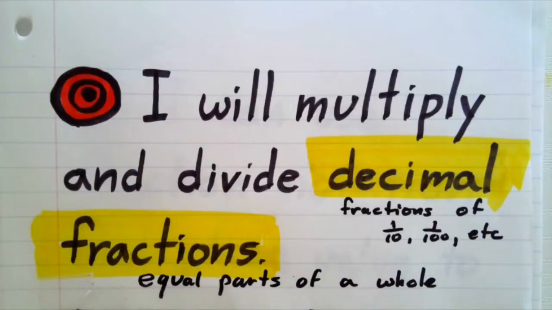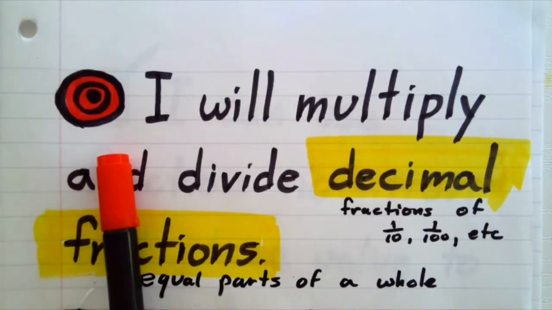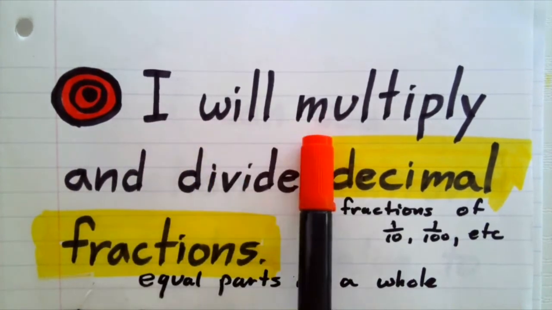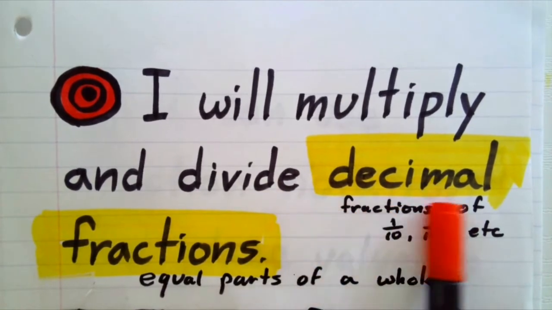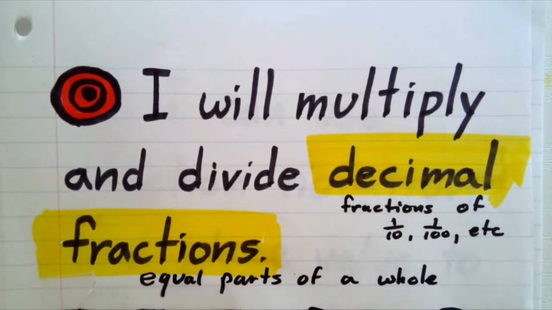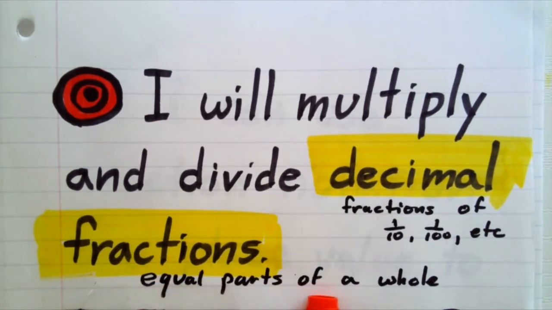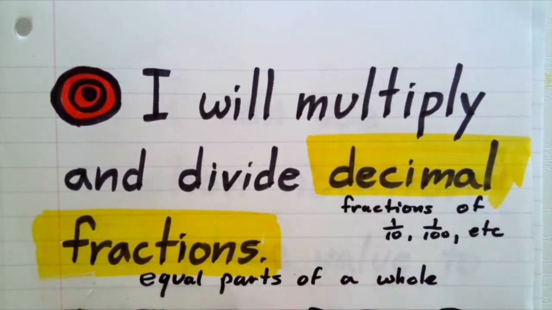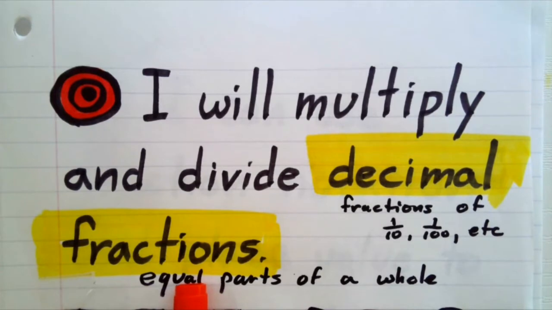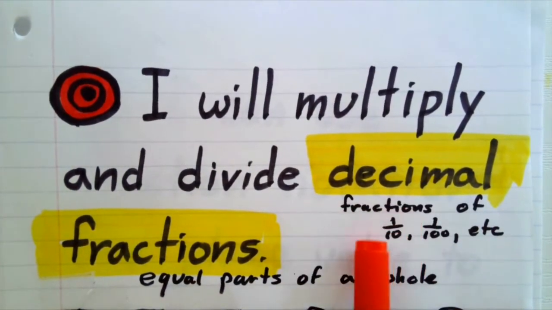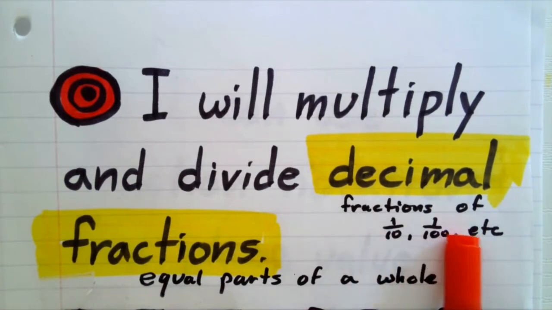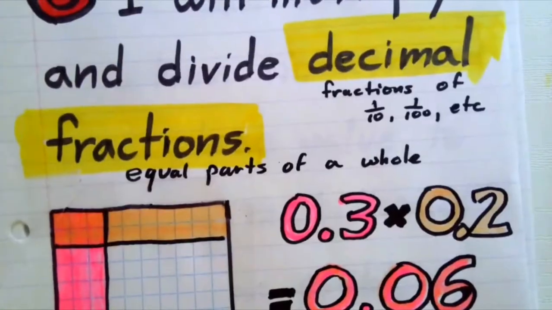Let's read our learning target together. Ready? Begin. I will multiply and divide decimal fractions. Fractions, of course, are equal parts of a whole, like 1/4 or 1/3 or 2/6. Decimal fractions are when we are using fractions of 1/10 or 100 or 1,000, etc., but we write them differently.